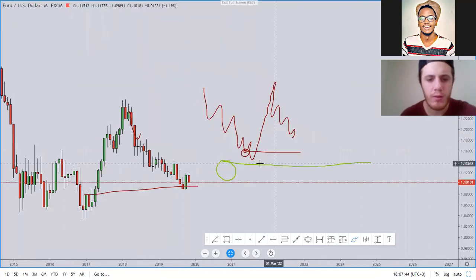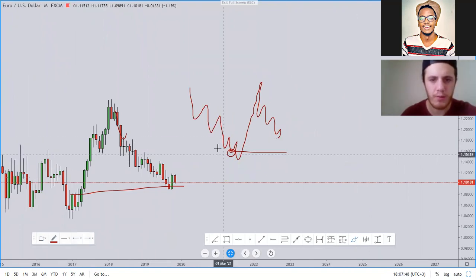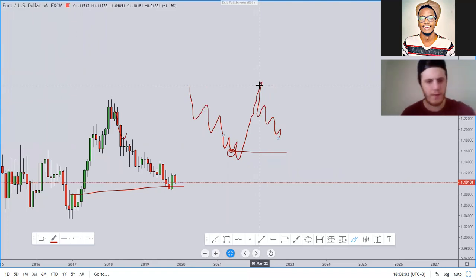This now becomes the very last point of invalidation that we can touch that would still validate this as a bull trend.